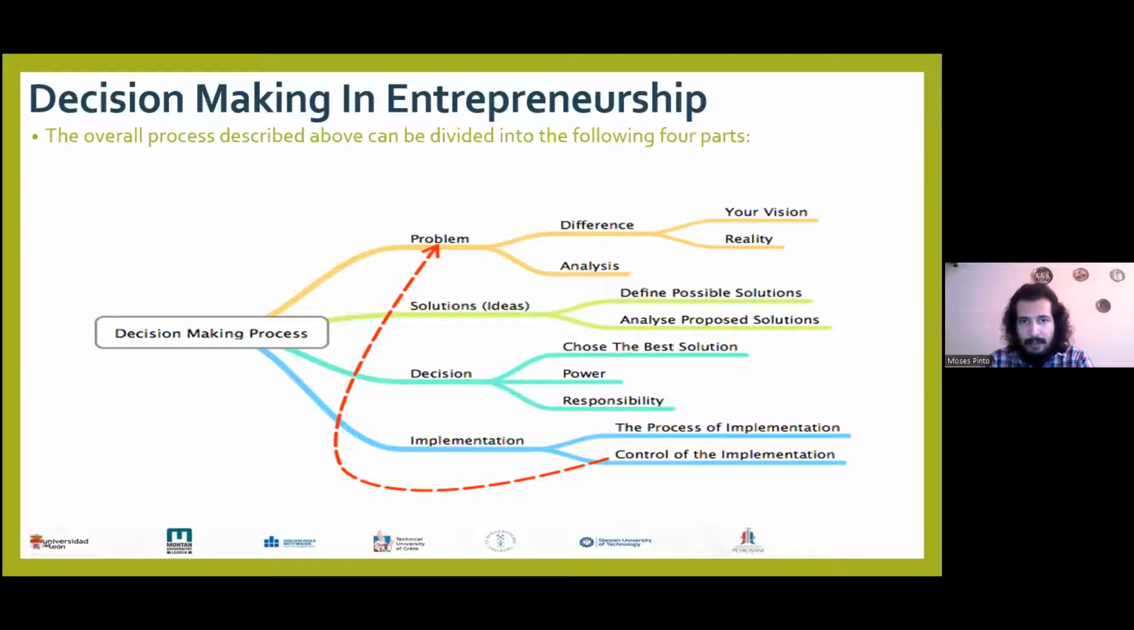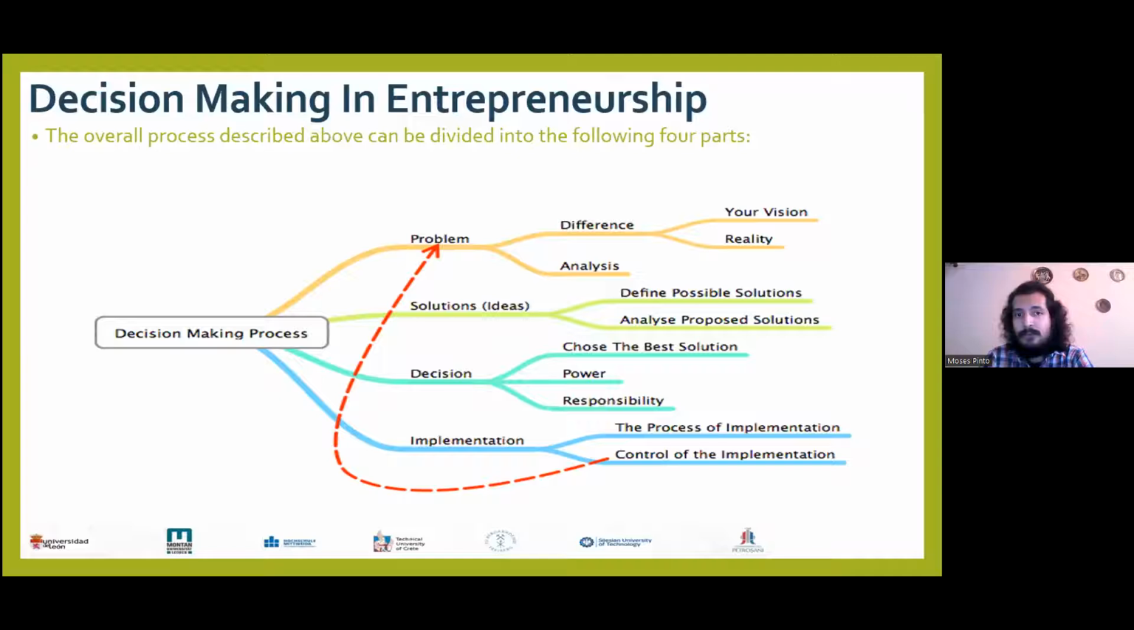So the decision-making process involves a problem, finding the problem and analyzing the problem. Then you have the solutions, coming up with solutions, defining possible solutions and analyzing the different types of solutions based on how good they are. Thereafter comes the decision, that is choosing the best solution to implement. And finally comes the implementation.